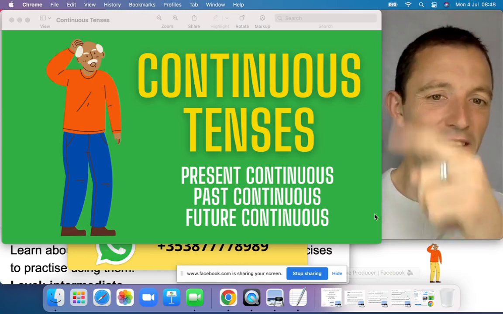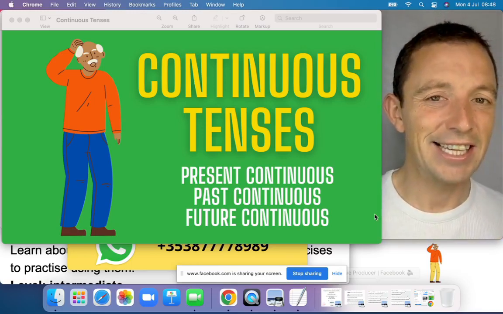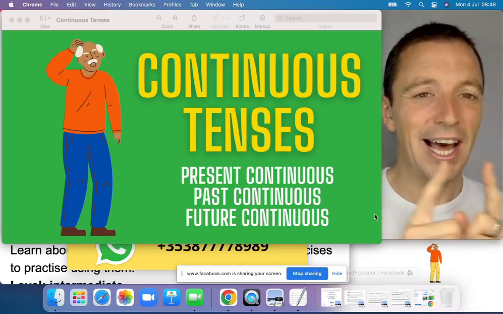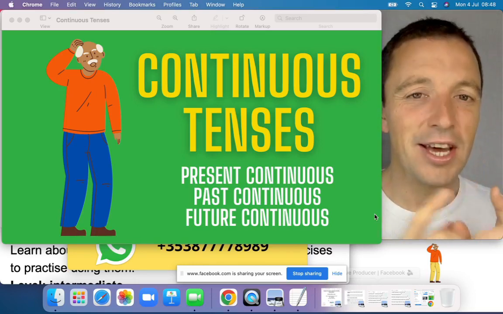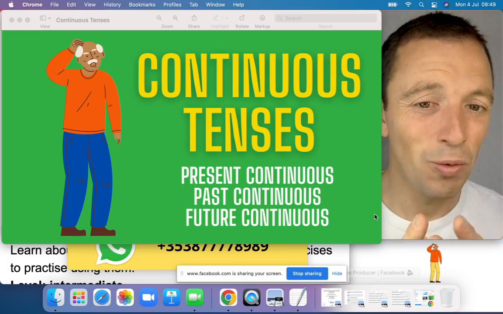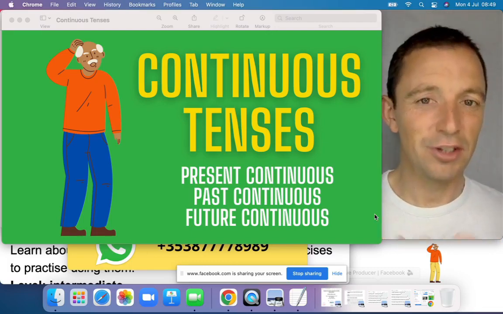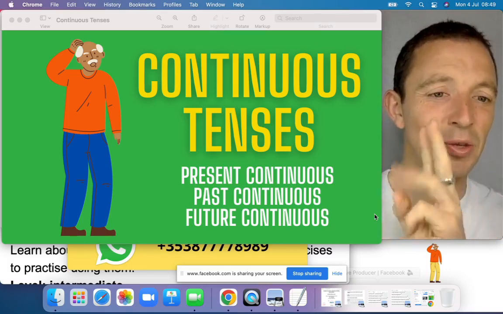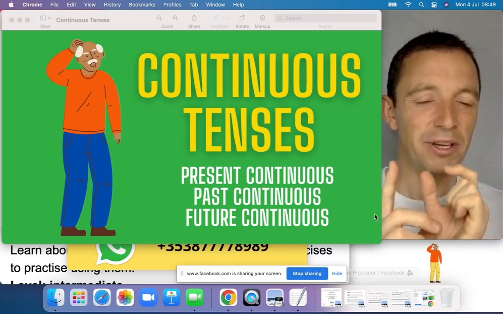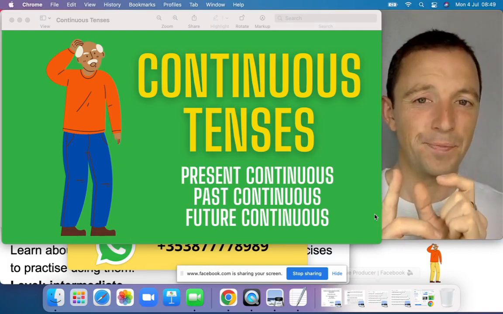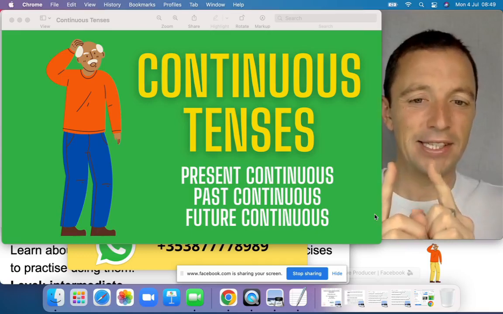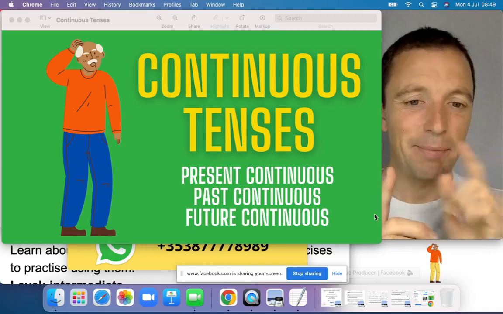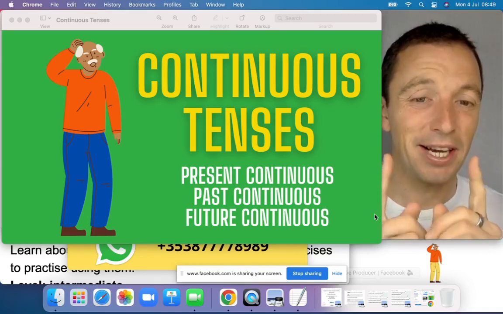So you can see the topic here is the continuous tenses, and in English generally we have the present continuous, the past continuous, and the future continuous. Most people might know how to create the continuous structure. Basically, we have the subject, I, you, he, she, plus the auxiliary verb to be, for example I am in the present, plus the ing form of the verb: eating, drinking, sleeping. I am eating, I am drinking, I am sleeping, I am speaking.